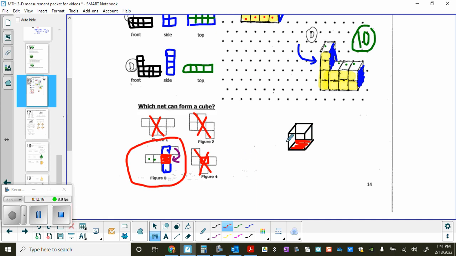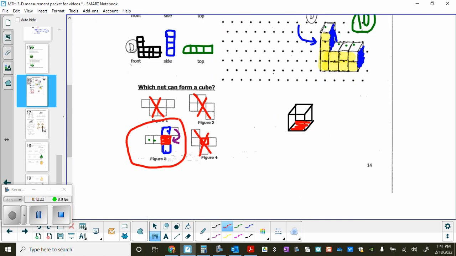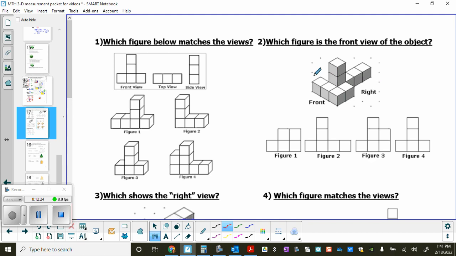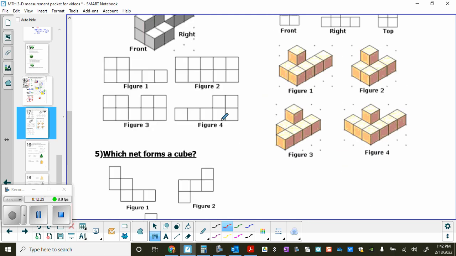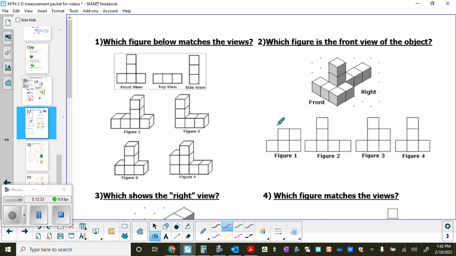Okay. So what I want you guys to do now is use the knowledge and skills that I've shown you on this page to try to answer these questions here to see which figures match the views that you've got. And there's going to be a Google form for this one, so you can practice seeing the different views. And don't forget to fill out the Google form for that.